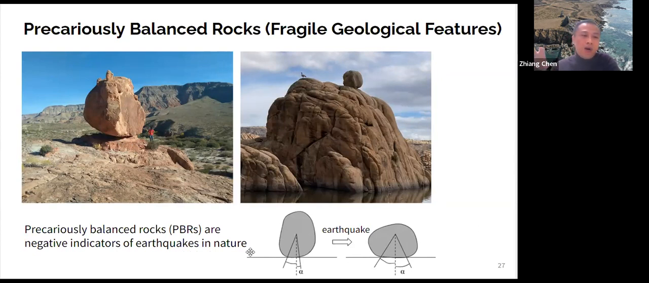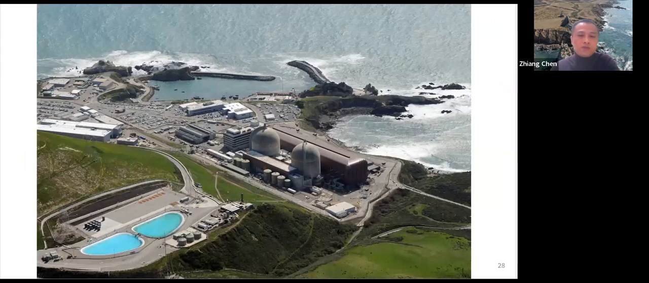There are many ways to describe the fragility of a PBR, and one simple descriptor is the minimum contact angle. For example, this is a PBR before an earthquake, and after the earthquake, when the PBR is toppled, the minimum contact angle will increase. PBRs are useful for seismic hazard analysis because their existence can provide an upper bound of ground motion, which helps civil engineers decide sites for critical infrastructure. This project is funded by Pacific Gas and Electric because they are interested in ground motion near their nuclear plants close to the California coastline.